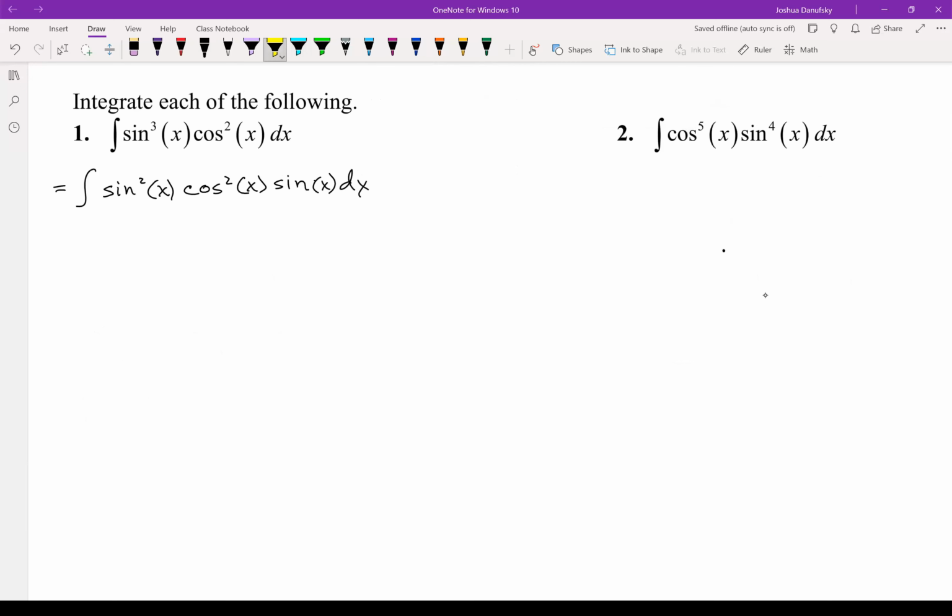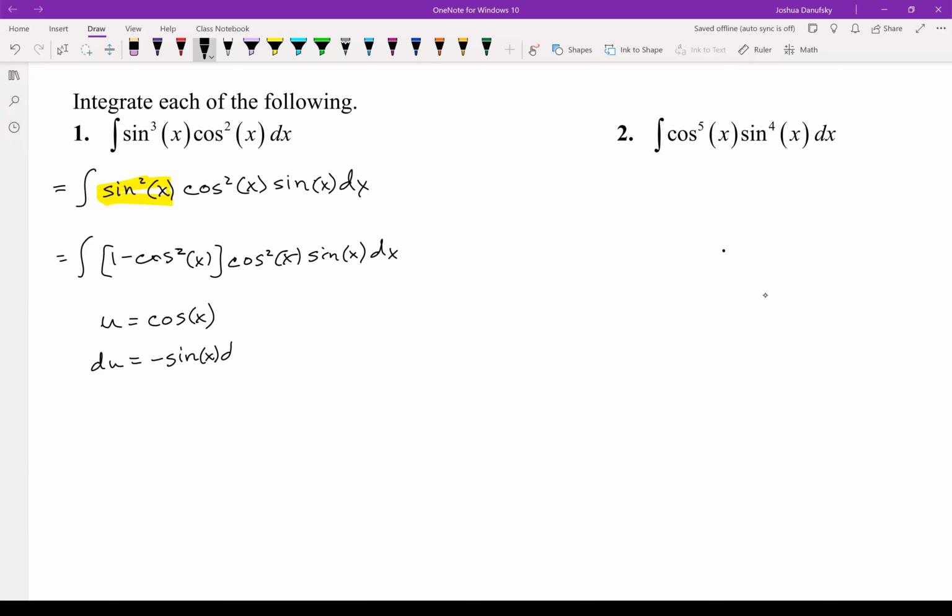So we are going to replace this right here with our Pythagorean identity in this fashion, like this. 1 minus cosine squared x. And now at this point, you could distribute in the cosine squared, but it's easier just to go ahead and let u equal cosine x at this point. So du is equal to negative sine x dx. And so we have our negative du is equal to sine x dx.